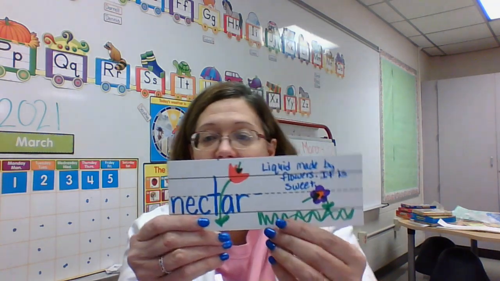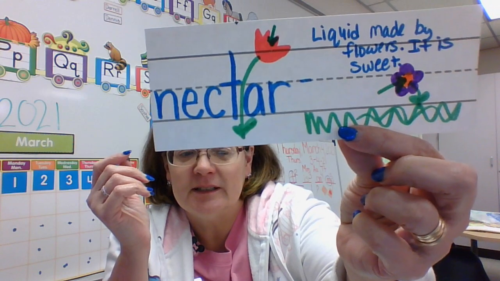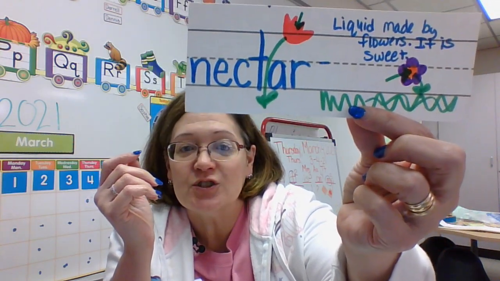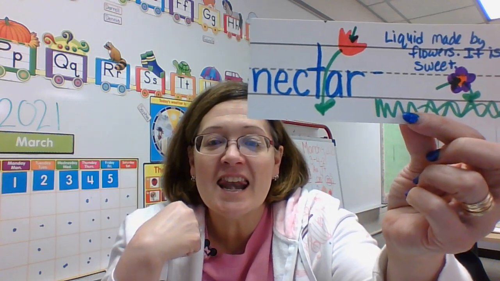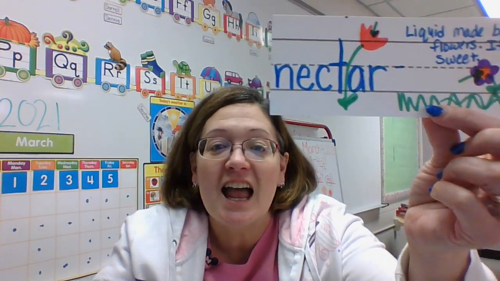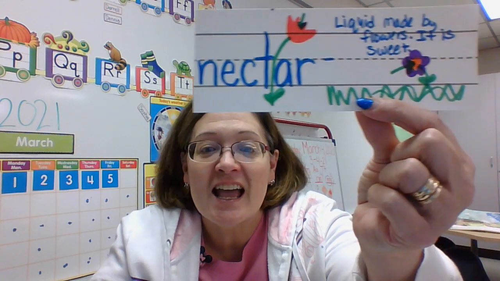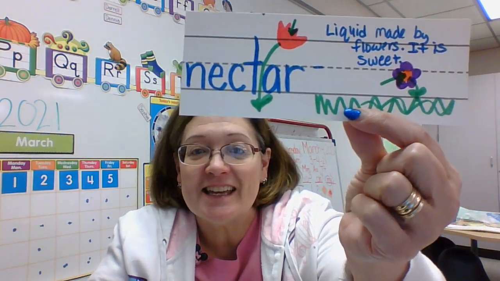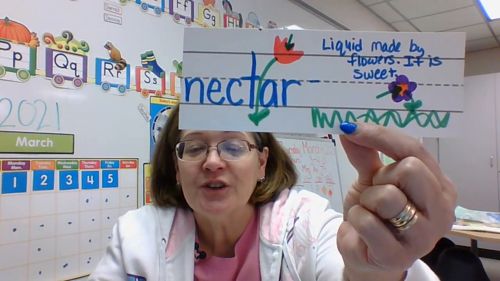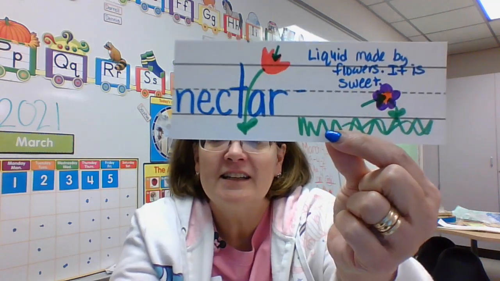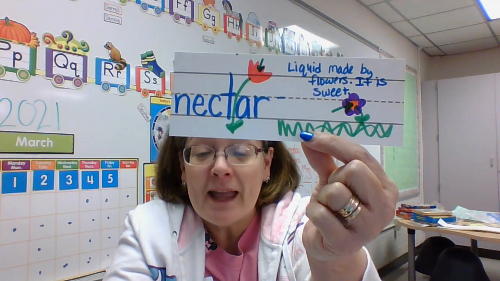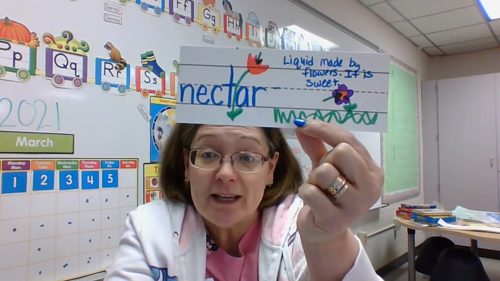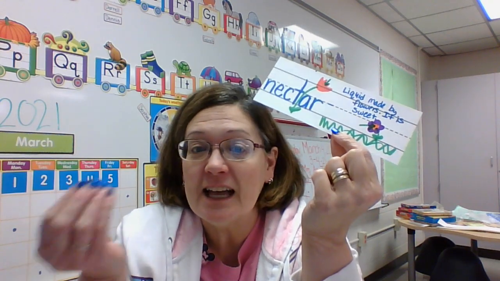Next word, nectar. Can you say it? Nectar. What do you hear at the beginning? N, n. Put your tongue up there behind your teeth. N, n, n. That's a letter N. Nectar. We have an R at the end. Nectar is the liquid made by flowers. It is sweet. Bees, hummingbirds, they love nectar.